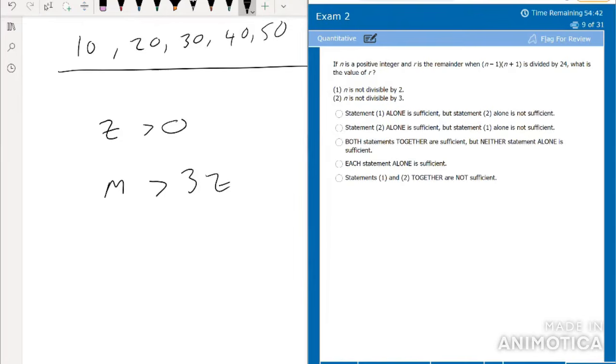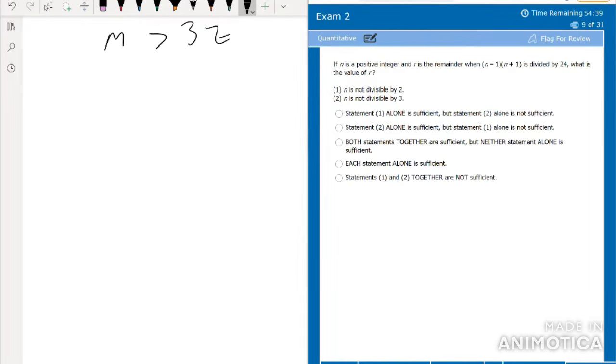Okay, we're doing quite well for time, so I can sort of start slowing down a bit. If n is a positive integer and r is the remainder when n plus 1 times n minus 1 is divided by 24. Okay, so 24, what is that? That's 2 times 2 times 2 times 3. First trickier question. Okay, n is not divisible by 2.